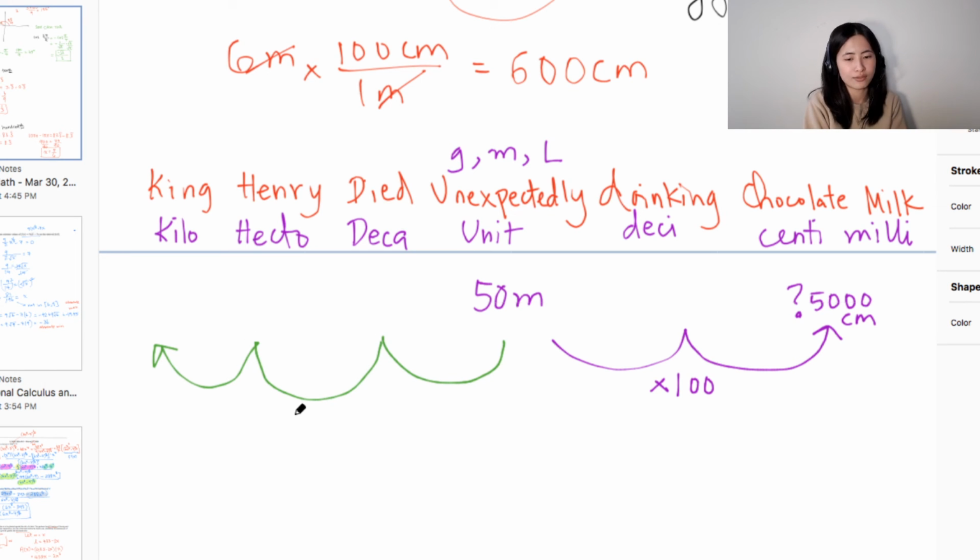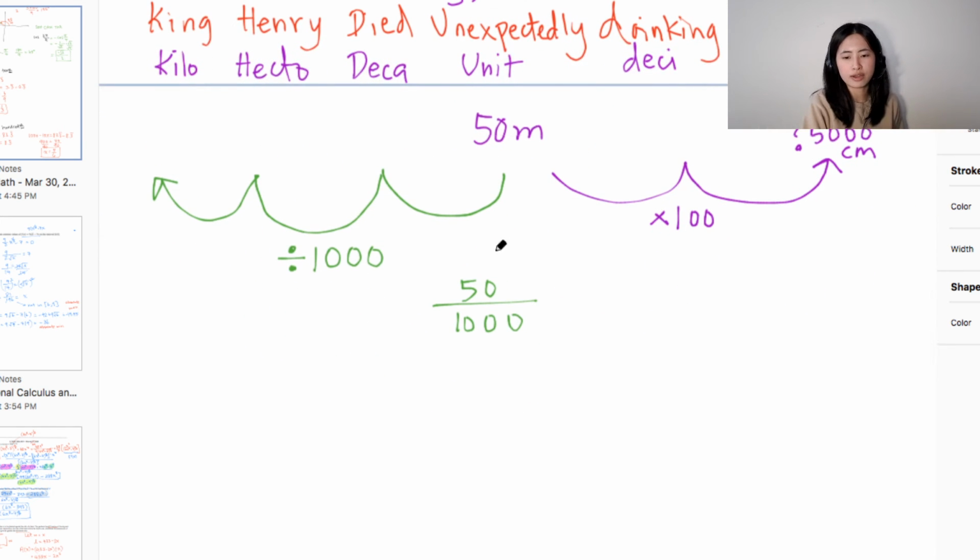Because you're moving to the left, that means it's division, right? And because it's 3 places, therefore you need to have 3 zeros, right? 1, 2, 3. Does that make sense? Therefore, if you have 50 divided by 1000, you're going to have 5 divided by 100, so that's 1 over 20.